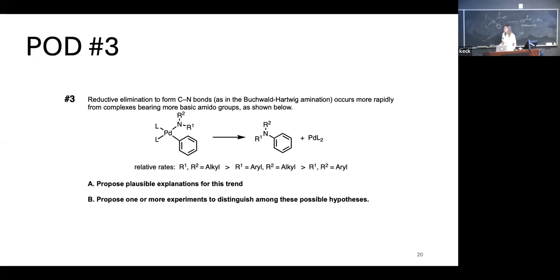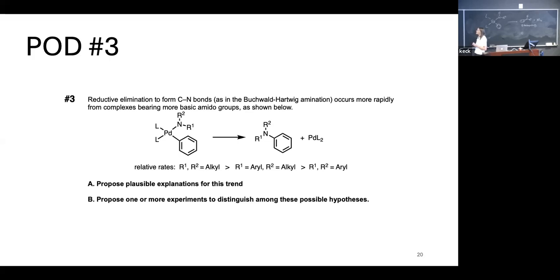Can I ask a question? Yeah, of course. If you have a more basic nitrogen, would that increase the sigma donation to the palladium? But I feel like if you increase the sigma donation to the palladium, it will make it more electron rich, which wouldn't... I feel like for reductive elimination, you want a more electron poor metal. Yeah, it's a little counterintuitive, I agree.